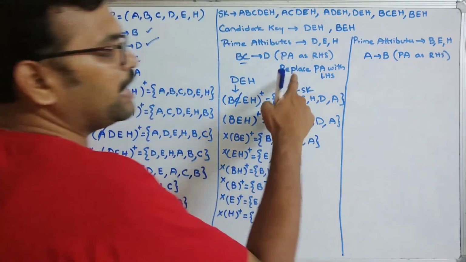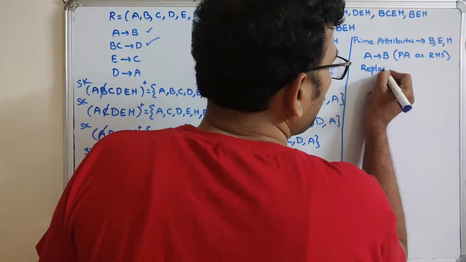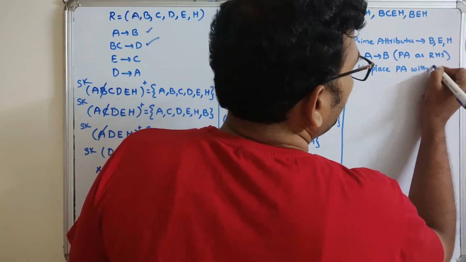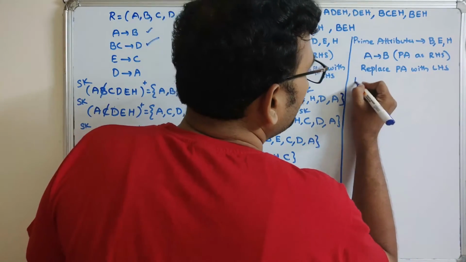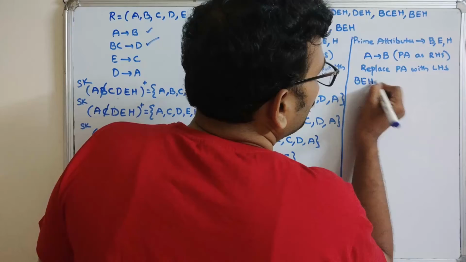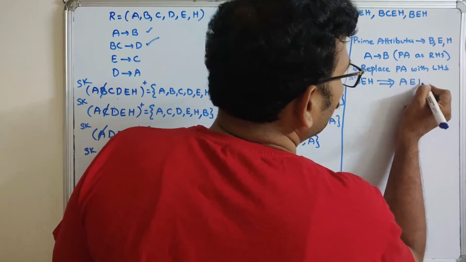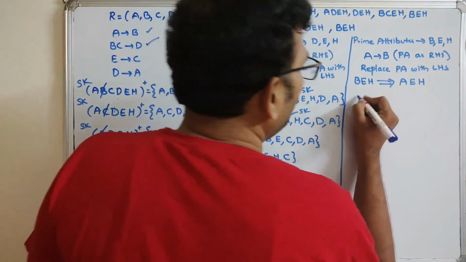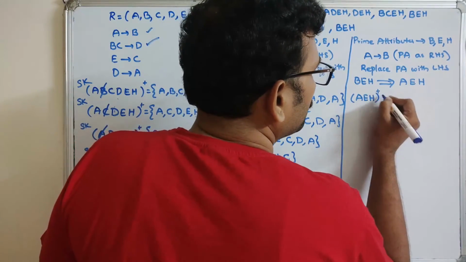So what we have to do? Replace prime attribute with LHS. So we need to replace prime attribute with LHS. So what is the candidate key? BEH becomes AEH. So we have replaced B with the corresponding LHS. So now again find out the AEH closure.